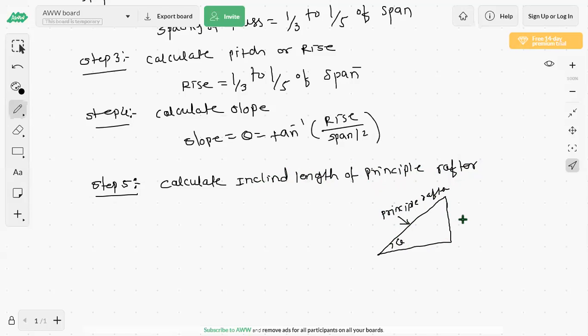So this is theta, this is the rise. Theta is known, rise is known, so we have to calculate this incline length. How to calculate incline length of the principal rafter? Rise is known, theta is known, and this is the span by 2, which is again known. So these all things are known and we have to calculate this.